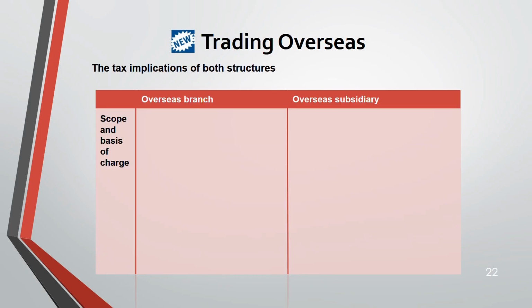Now, this table is very useful. It's like a revision for you. Whatever I've told you till now, this is just a summary of it in a box. Overseas branch versus overseas subsidiary. So now we'll go through the differences. First, what is the scope and what is the basis of charge? If it's an overseas branch, it's an extension of the UK operation.